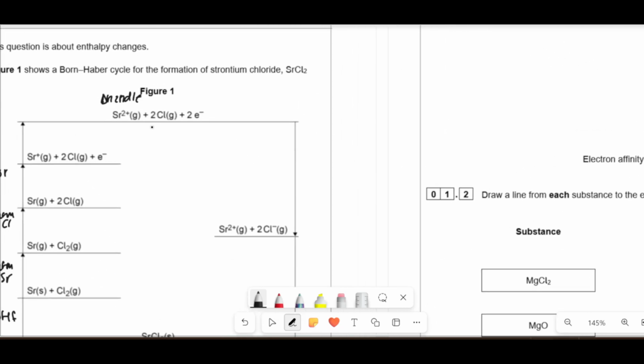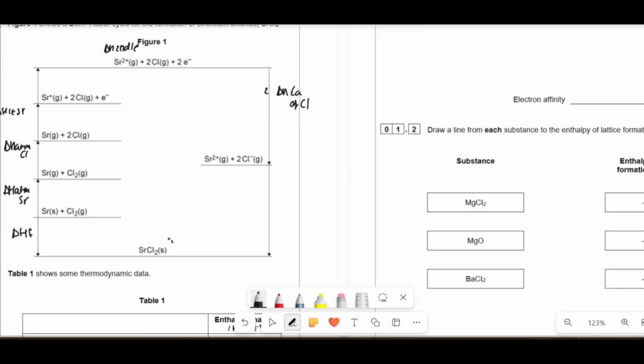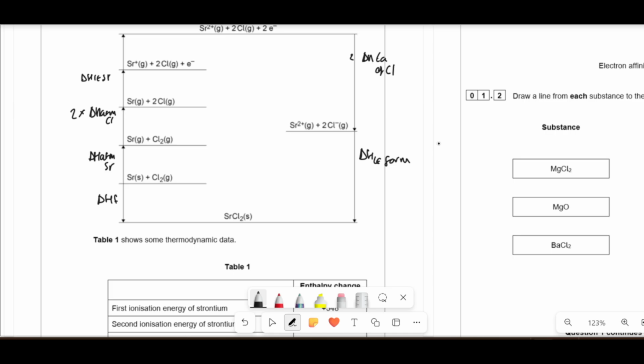Then, what's going on here? So we've got 2Cl, and it's becoming 2Cl minus, so we've got delta H electron affinity for chlorine. However, like I said before, electron affinity is where you get 1 mole of gaseous 1 minus ions from gaseous atoms. So we've got 2, so it's going to be 2 times that. Then we have 1 mole of a solid ionic compound from its gaseous ions, so that has to be the lattice enthalpy of formation. So it's important to know those definitions, because then it helps you shape this together.